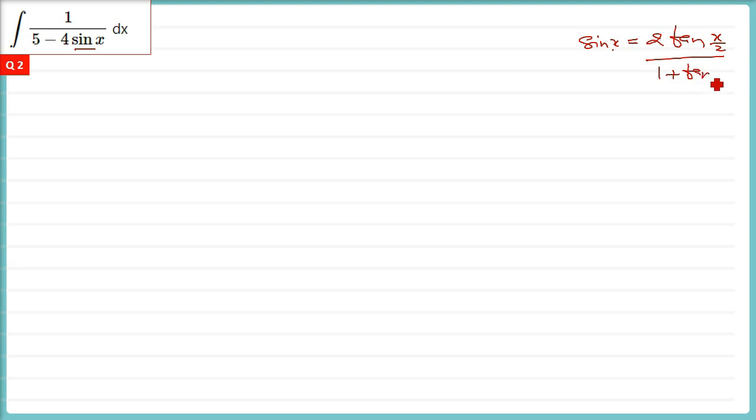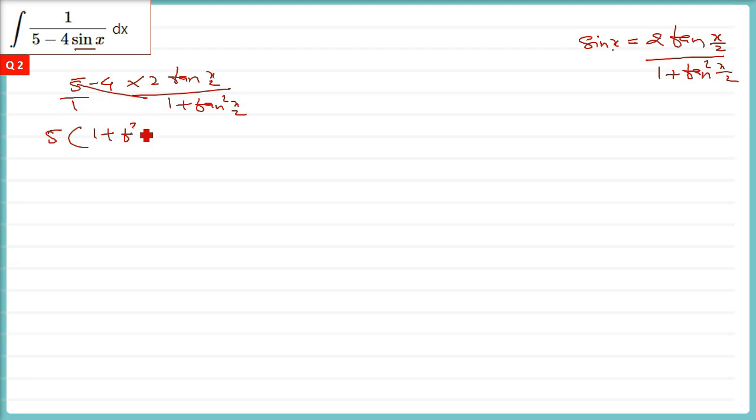So 2 tan x/2 divided by 1 plus tan² x/2, we can write for sin x. So 1 by 5 minus 4 sin x. I am writing now the denominator: 5 minus 4 into 2 tan x/2 divided by 1 plus tan² x/2. So let's write it in short and try to solve what we get in the denominator.